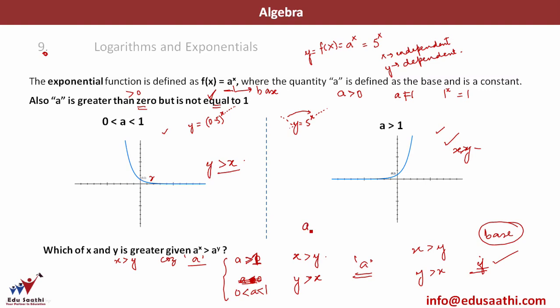So, if a raised to power x is equal to b raised to power x, if powers are the same, bases have to be the same. a is equal to b. Or if I write, if a raised to power x is equal to a raised to power y, that means x will be equal to y. So, if the bases are the same, powers can be compared. If the powers are the same, bases can be compared.